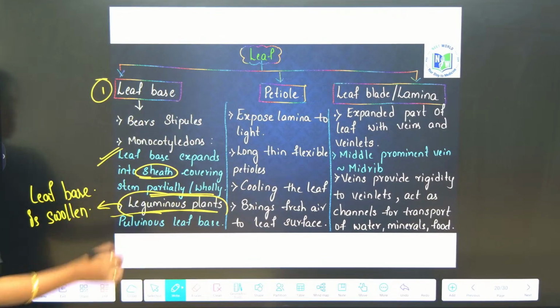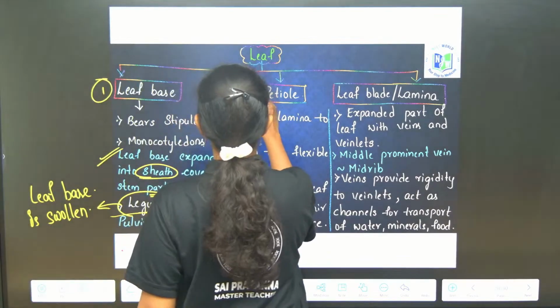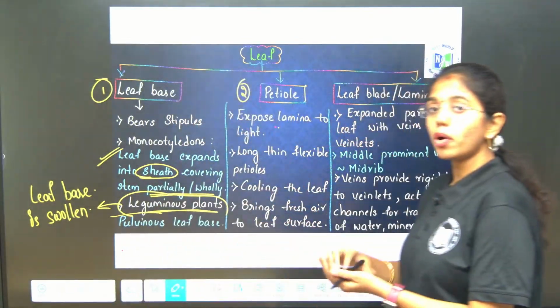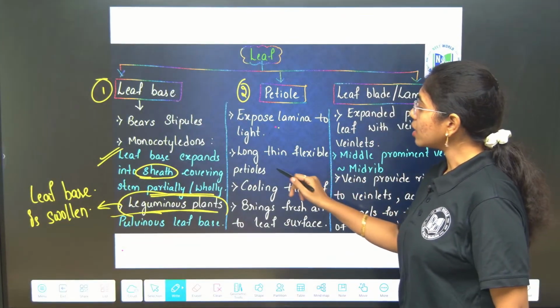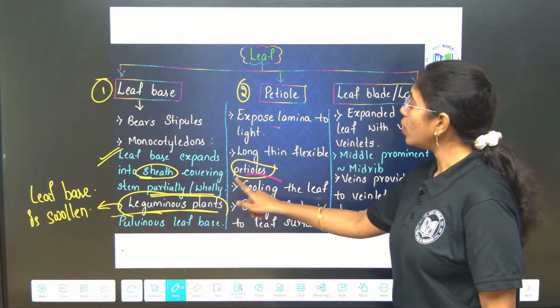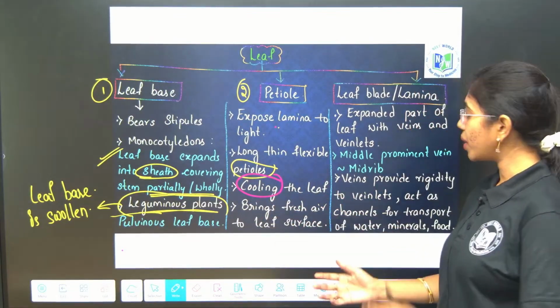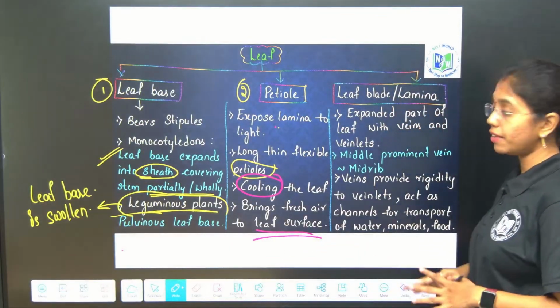Swollen leaf base is called pulvinous leaf base. Second is the petiole. The petiole exposes the lamina or leaf blade to the light, and here long, thin, flexible petioles are present. This petiole gives a cooling effect to the leaf, which brings fresh air to the leaf surface.